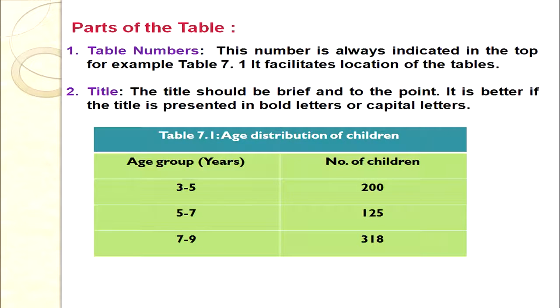Very first, table number. Every table should be supported with a table number and it should always be indicated at the top. Likewise, in this table you can see Table 7.1. Why do we number the table? We number the table because it facilitates location of the tables.